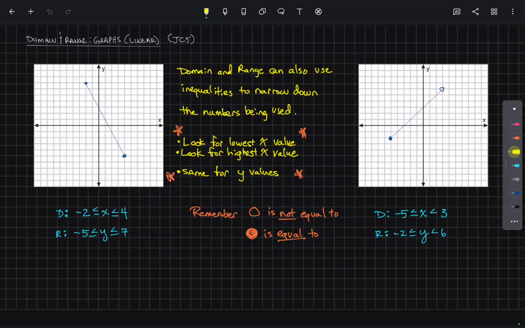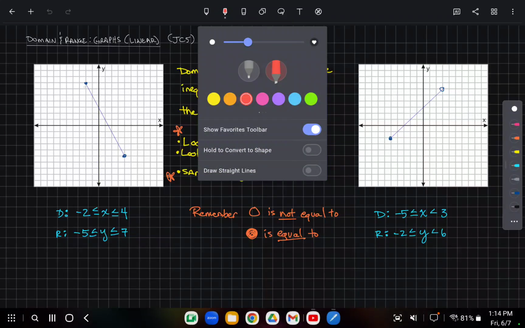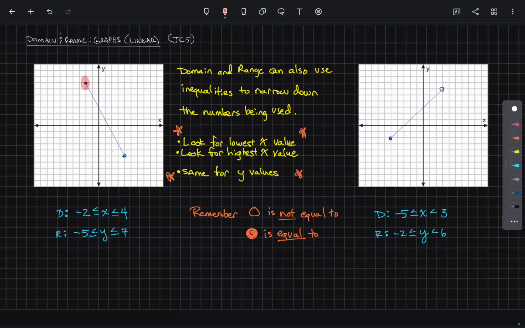You can see here that on the first graph the circles are colored in. That is relevant because we can have open circles. Remember that whenever we have open and closed circles, that was used for inequalities to show open circle means it cannot be equal to that number, and a closed circle means it includes that number.